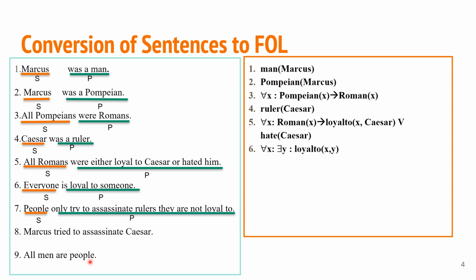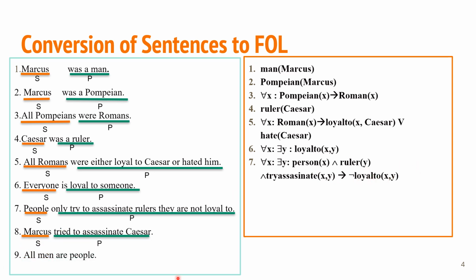Next, the seventh one: people only try to assassinate rulers that they are not loyal to. Here the subject is people, and in the predicate part we have a complex sentence: try to assassinate rulers they are not loyal to. People represents all the persons, and rulers means all the rulers. So we introduce two quantifiers: for all x, there exists y. So for all people, if y is a ruler and x tries to assassinate y, then x is not loyal to y. Here the predicate part is represented in if then format: if x tries to assassinate y, then x is not loyal to y.